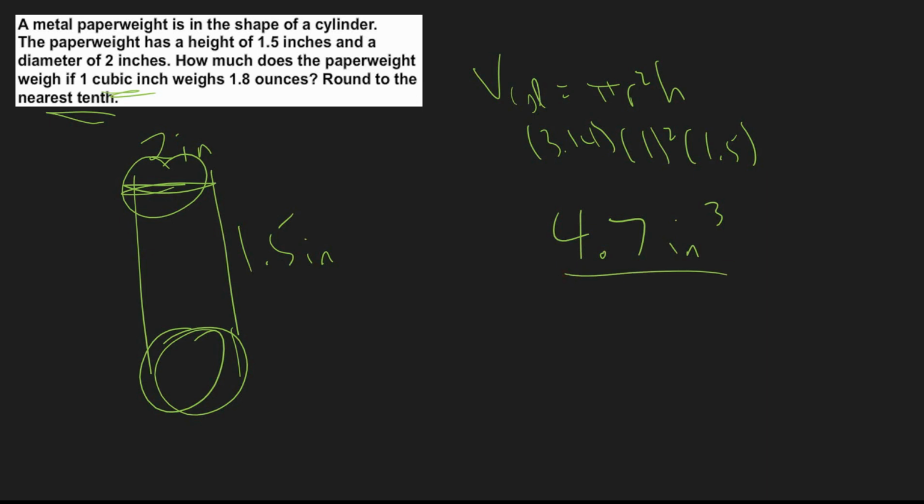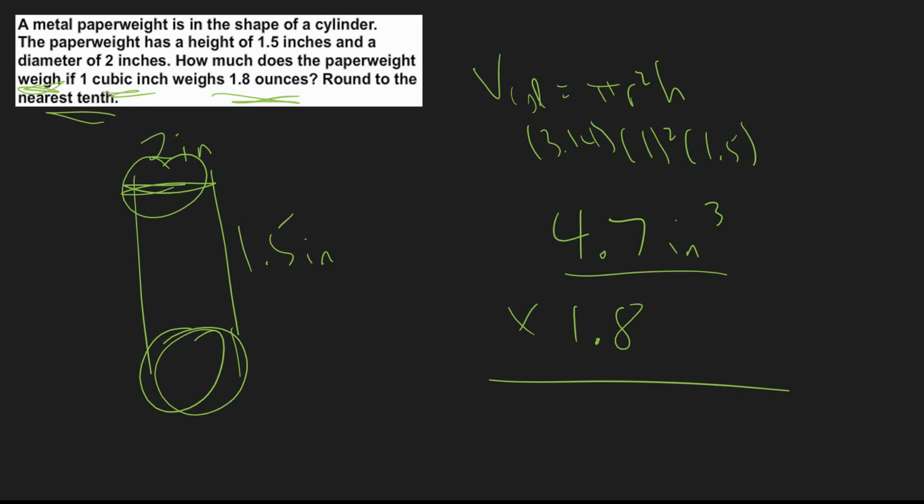But now it says how much does it weigh, right? So how much does it weigh is what I want to know. And I know that every single cubic inch weighs 1.8 ounces. So now this is kind of fun, I think. So literally all I'm going to do is take my 4.7 and multiply by 1.8. That's called a unit conversion. So when I multiply this, my final answer is going to be in ounces.